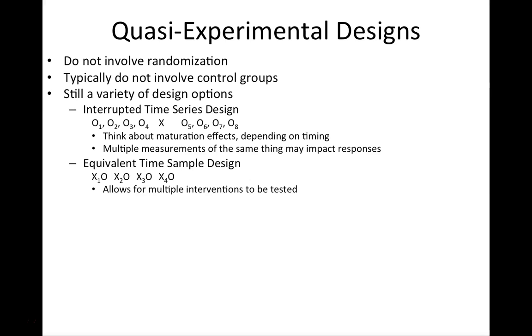The equivalent time samples design allows for multiple interventions to be tested. So implementing one intervention, doing an observation, implementing another intervention, doing an observation, etc. Your book mentions, and I'll mention again, that there's nothing magic about the 4 observations here or the 4 interventions and observations that go along with them here. This is just the example. You could have 2 or 6 or 10.